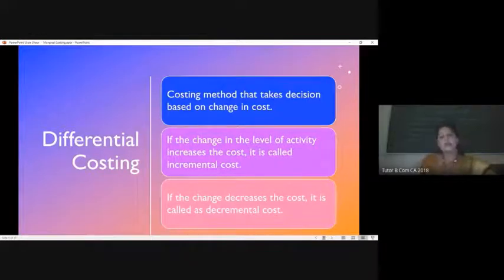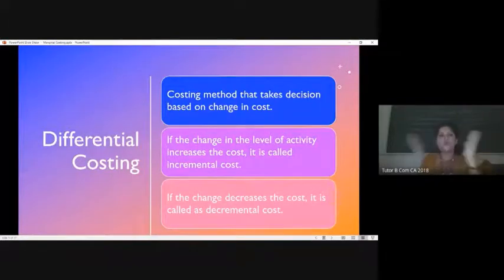I quoted the example. When I'm trying to increase my production process, there can be an increase in the cost of raw materials or the labor expenses, which will be referred under the category of incremental cost. When I'm trying to bring economies of scale in my operation, there can be a decrease in the cost with respect to procurement of raw material or my transportation expenses, all these warehouse expenses, which will be brought under the concept of decremental cost.